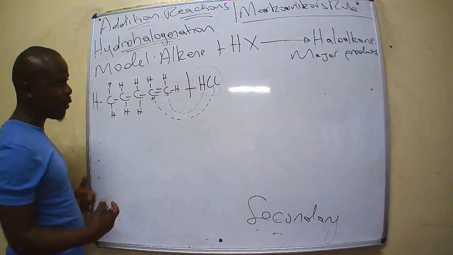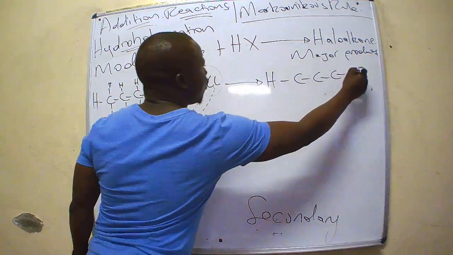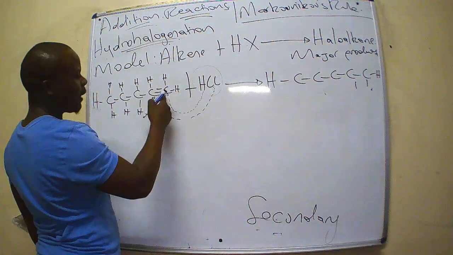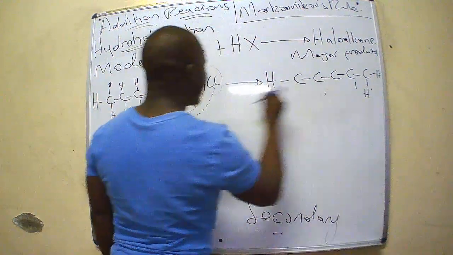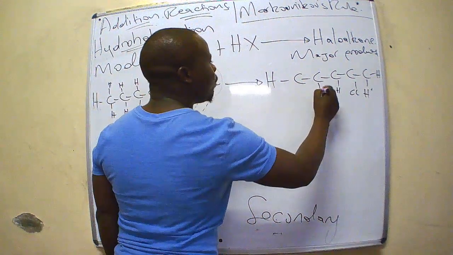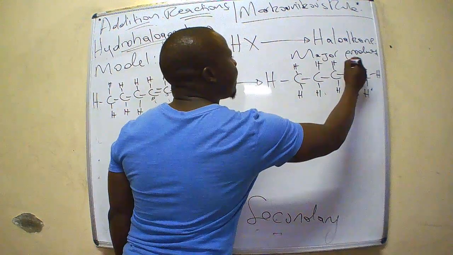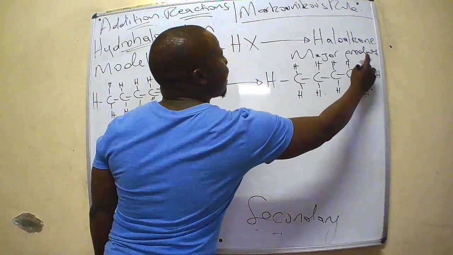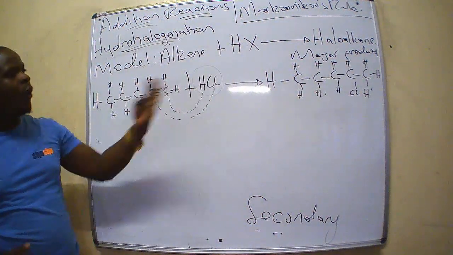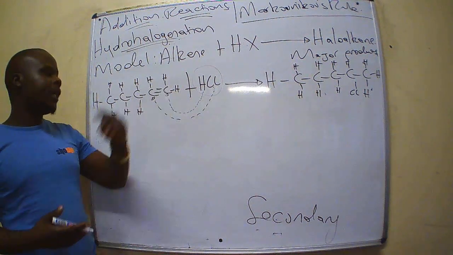Let us make our major product. The major product is going to be the one that looks like this. So this hydrogen atom comes here first, the chlorine comes on the other one, we have a chlorine atom, then we fill the other spaces with hydrogen atoms. As you can see, this is how we make a major product. So this is our haloalkane, which is made from an alkene plus hydrogen halide.